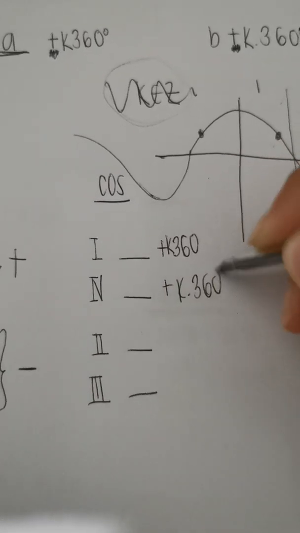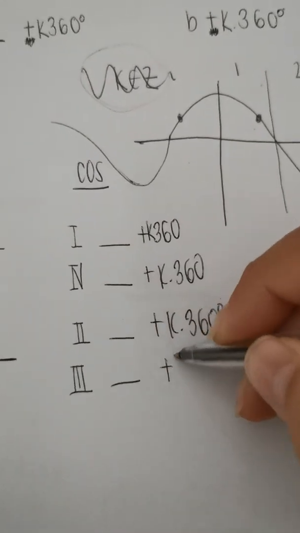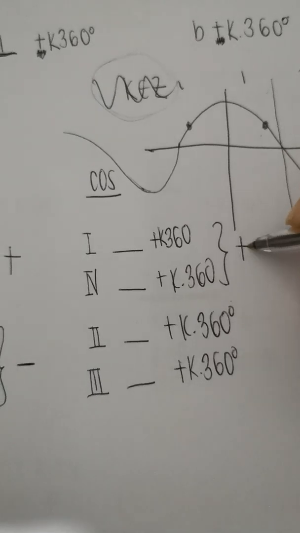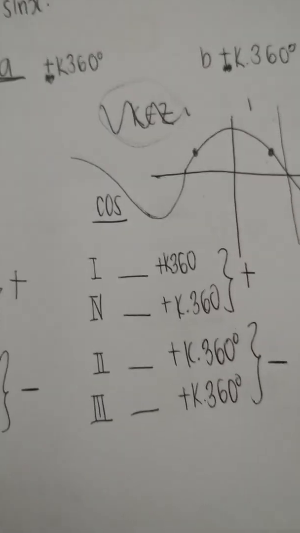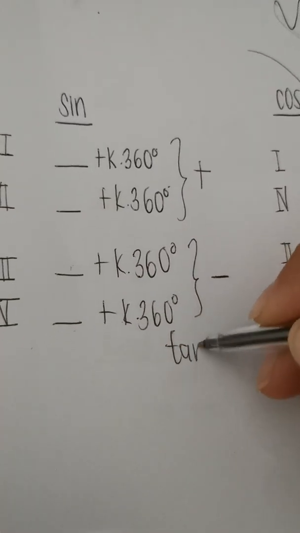K times 360. K times 360. Everyone, up until now, you should understand why we are doing this, why we say plus 360, and why we are determining which quadrants it goes into. Okay, let's talk about our tan graph.